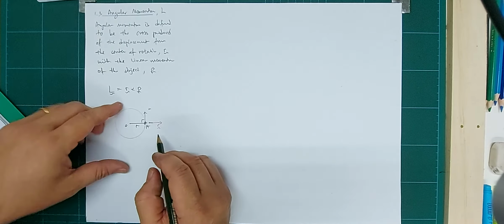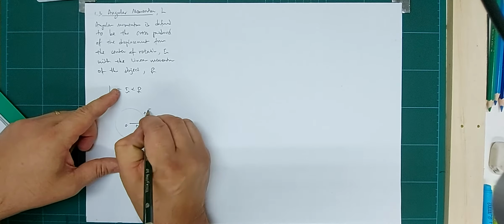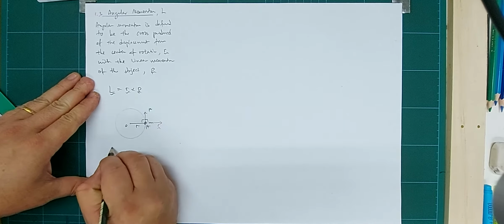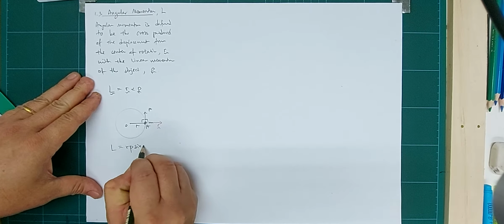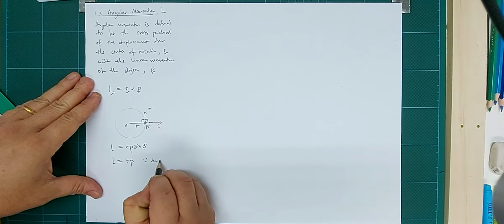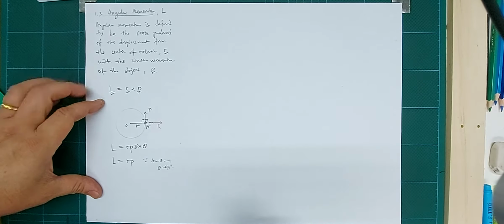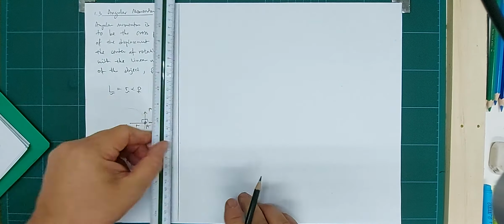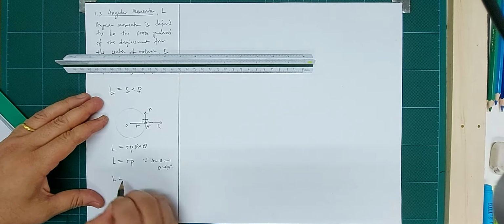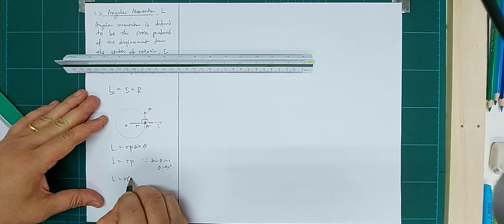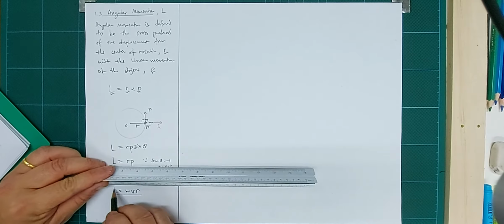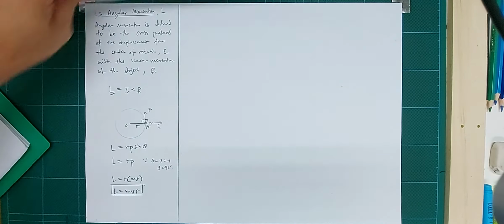Since the angle between the R and the V here is 90 degrees, we don't have a problem with the sine function. If we look at the formula here, our angular momentum is R p sine theta. But since theta is 90 degrees, we only have R p, because sine theta is equal to 1. Why? Because they are perpendicular to each other, 90 degrees. So that is our first formula, L equal to R p. But P is equal to m v, so that means L is equal to m v r. That is one of our formulas to calculate the angular momentum.